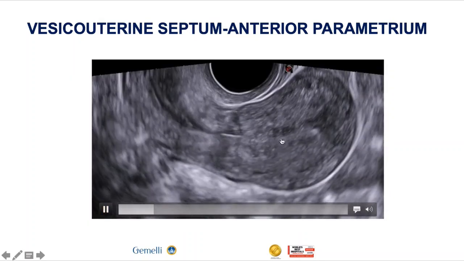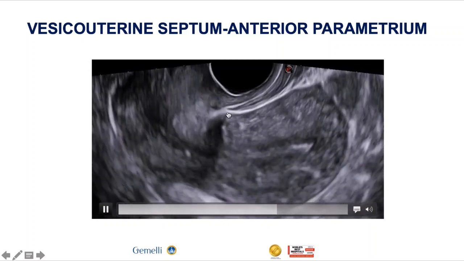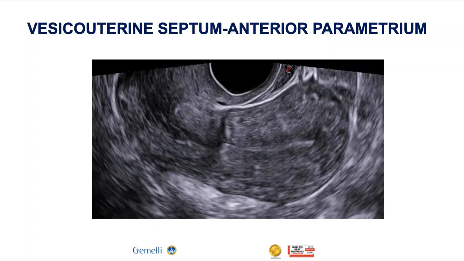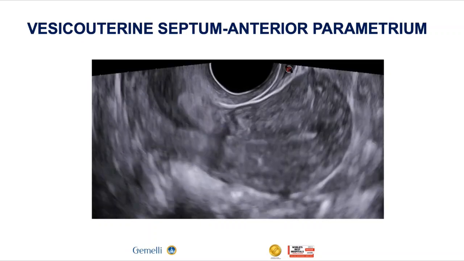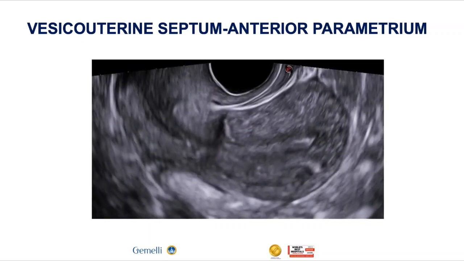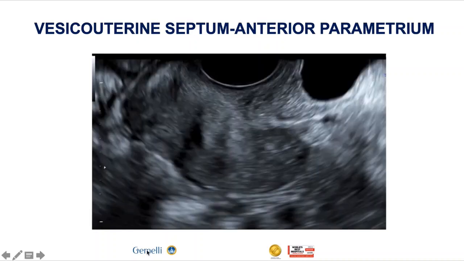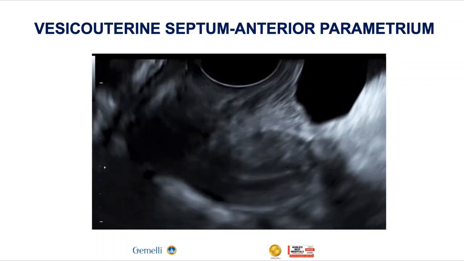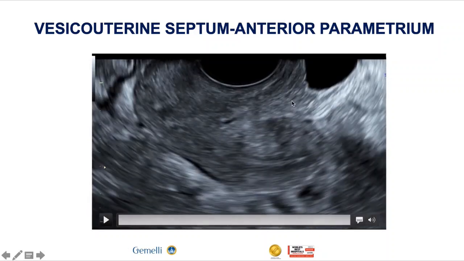In this video, we can see the uterus, empty bladder, and this hyperechoic tissue corresponds to the vesicouterine septum. In this case, the septum is free when pushing the vagina and the uterus against the bladder. Whereas in this video, the septum is fixed when pushing the uterus against the bladder. This septum is fixed to the uterus and bladder.